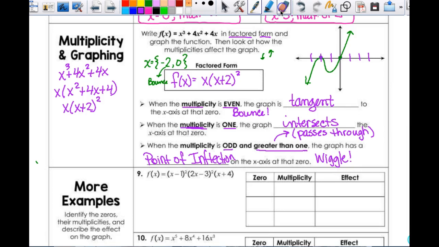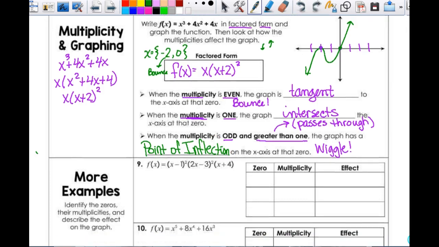Point of inflection. My handwriting is terrible. I'm going to rewrite that. Point of inflection. I don't know if that's any better, but point of inflection.